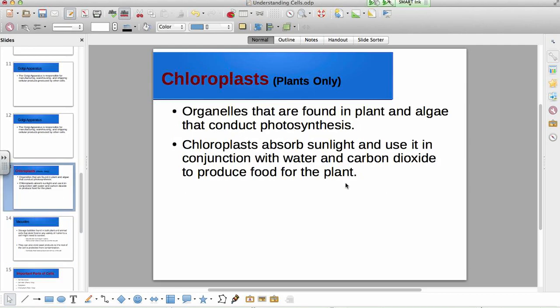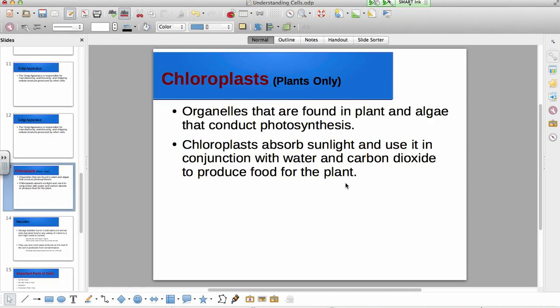The next organelle, which is extremely important for you to know, one of the most crucial things for you to know, is the chloroplast. The chloroplast is an organelle that is found in plants and algae that conduct photosynthesis. So basically, any organism that's going to undergo photosynthesis has chloroplasts. Animals do not undergo photosynthesis. Therefore, there is no chloroplast.